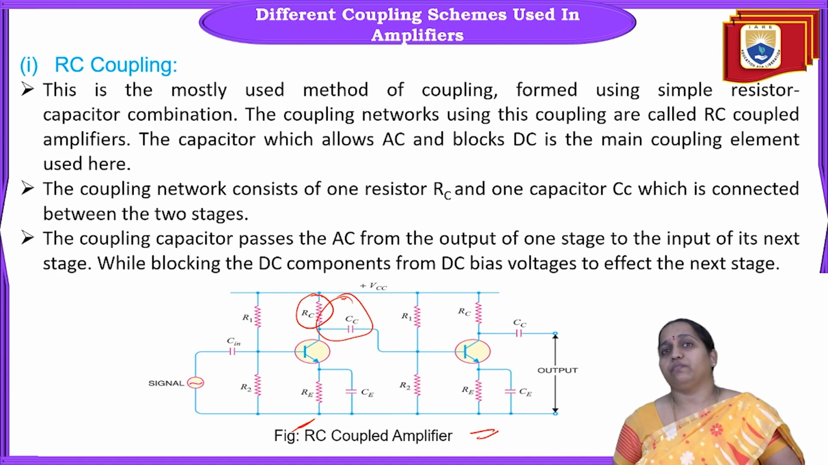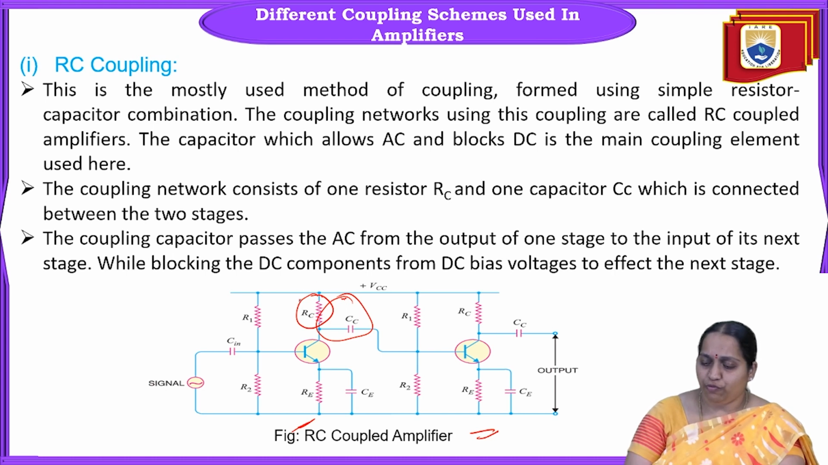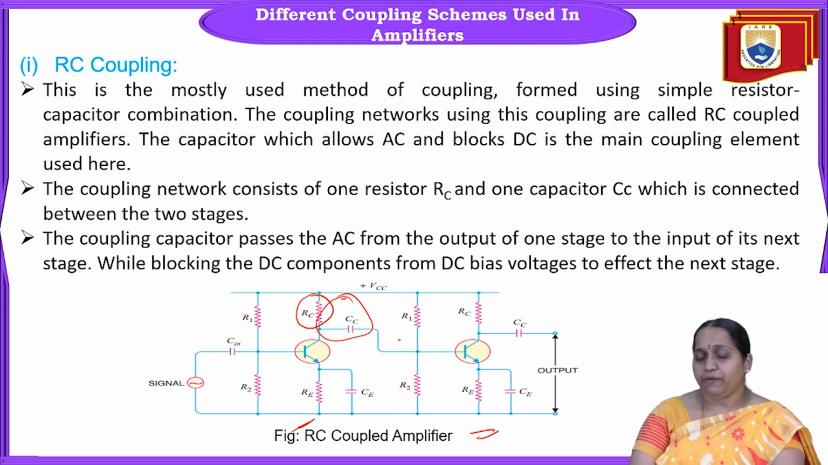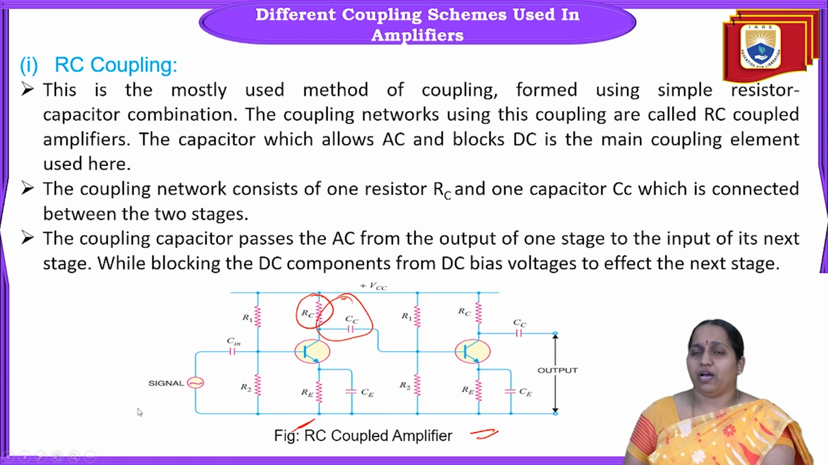stages. This coupling capacitor CC passes the AC from the output of one stage to the input of the next stage, while blocking the DC components from the DC bias voltages so they do not affect the next stage. It allows the AC component from one stage to the next stage, and at the same time blocks the DC components. Basically the coupling device used in RC coupling is nothing but a simple resistance-capacitance combination, RC and CC. So this is about RC coupling.